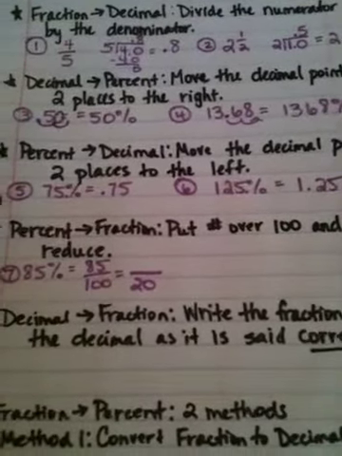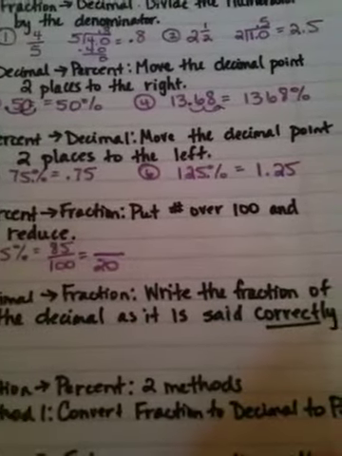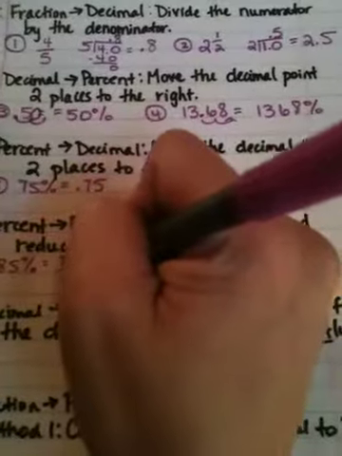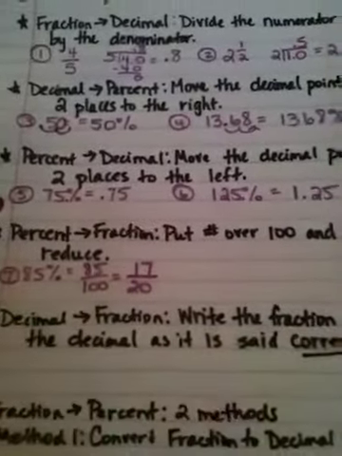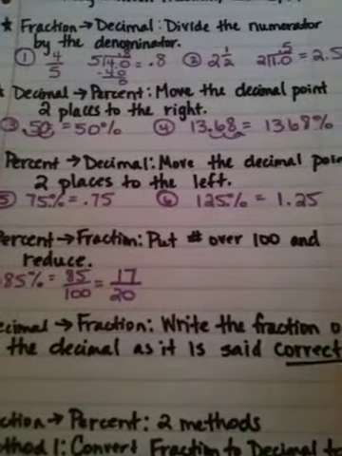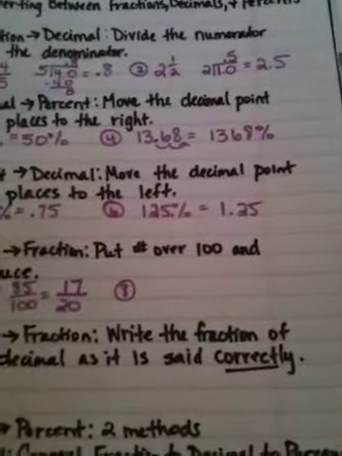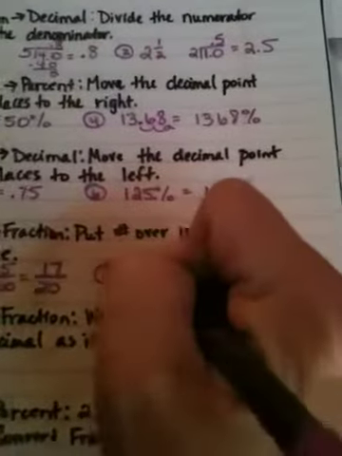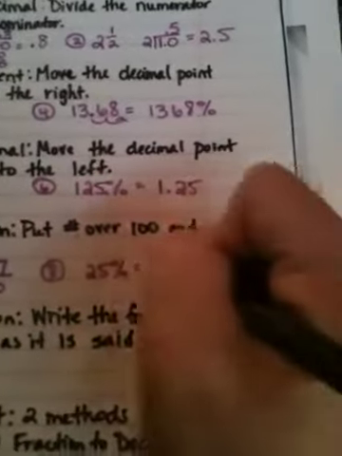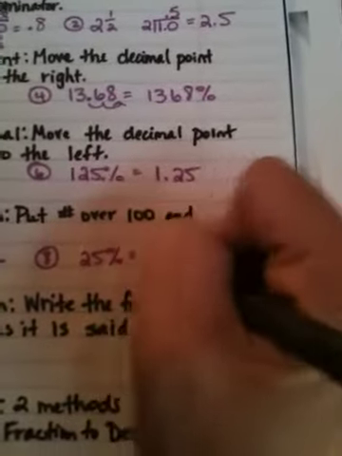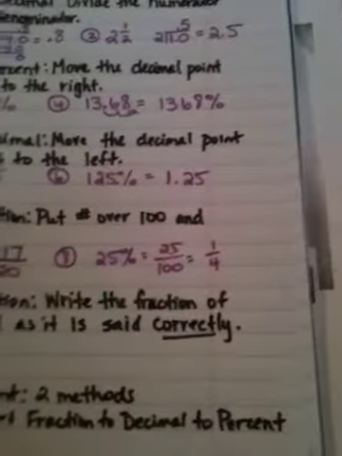Okay, hang on just a minute. It is 17, which will not reduce anymore, so we get 17 over 20. Okay. All right, let's do one more of those. If we have, let's see, let's go 25%. 25% will go 25 over 100. Reduce, and you get 1/4.